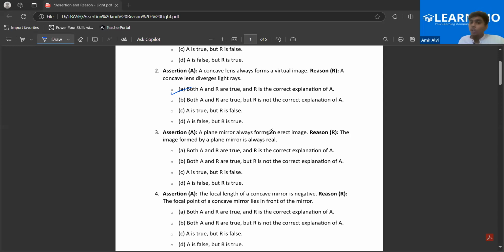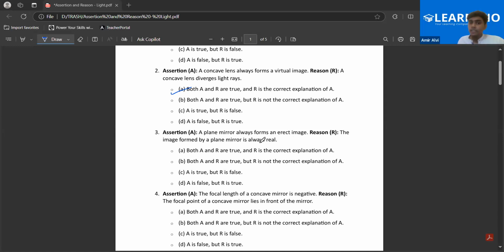A plane mirror always forms an erect image. So this is true. Why? Faizan is also there. Because when you stand in front of a plane mirror, the mirror that we use in our home is a plane mirror, right? The mirror that we use for dressing and in the washrooms is a plane mirror. So it always forms erect images.